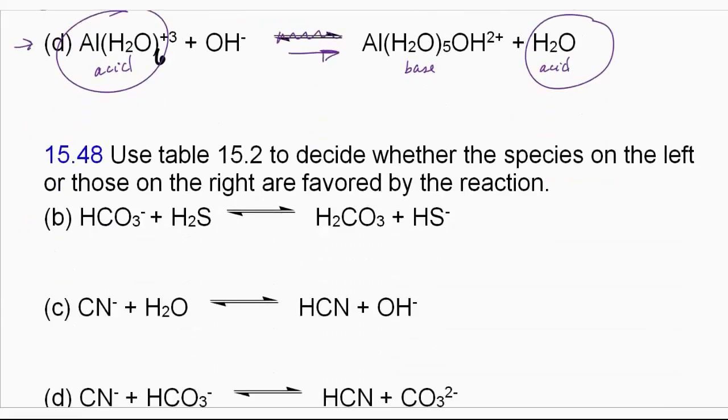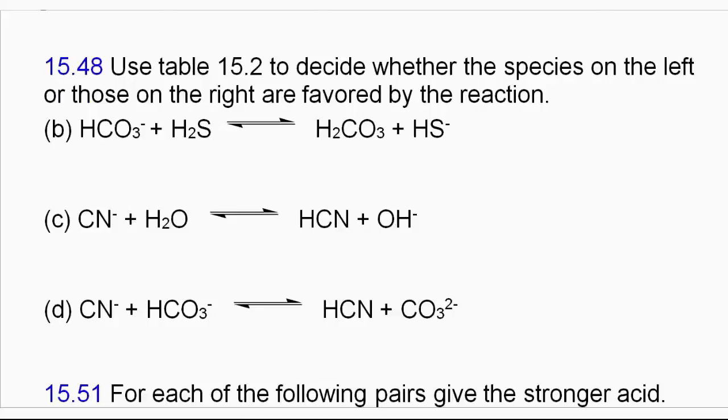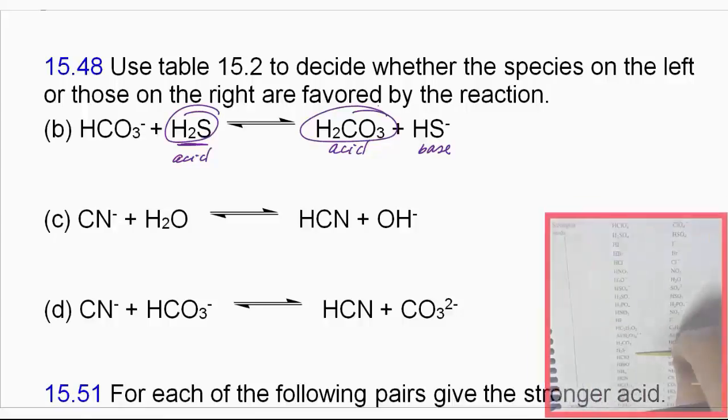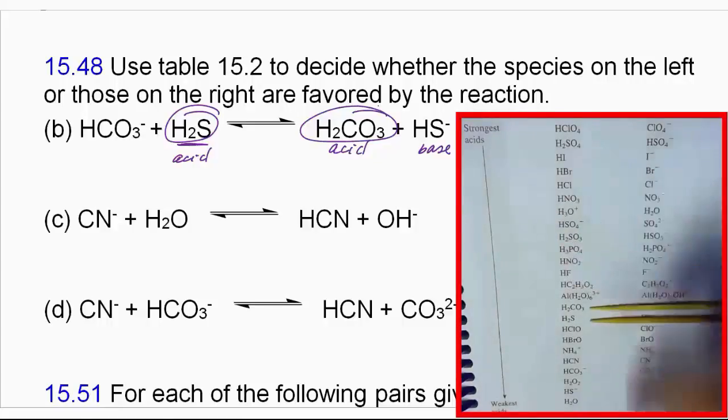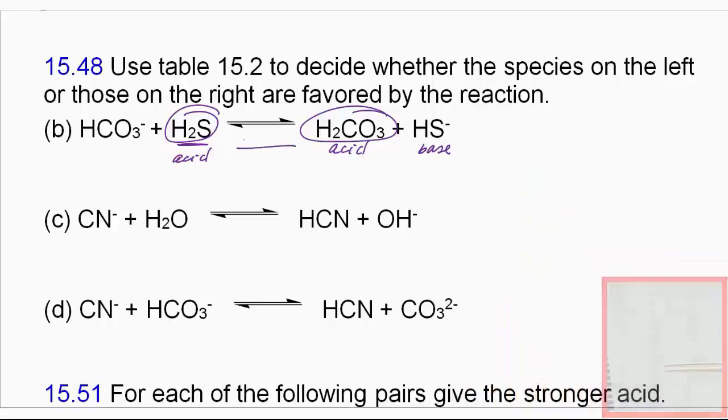Use table 15.2 to decide whether the species on the left or those on the right are favored by the reaction. So see if you can identify the acids and draw the arrow towards the weaker acid. Fully protonated must be acting like an acid. So its conjugate must be acting like a base. So this must be acting like an acid. So let's compare these two. Hydrogen sulfide and carbonic acid. H2S is just weaker, so the arrow should go towards it.